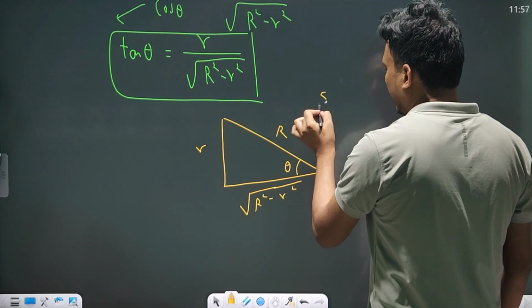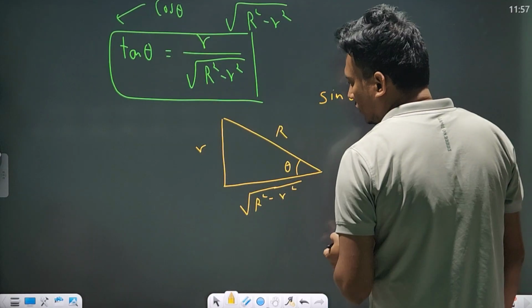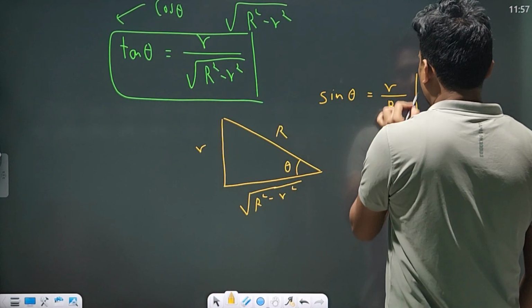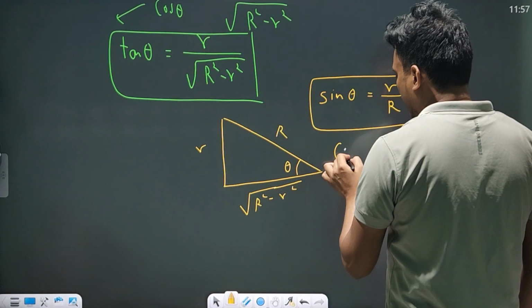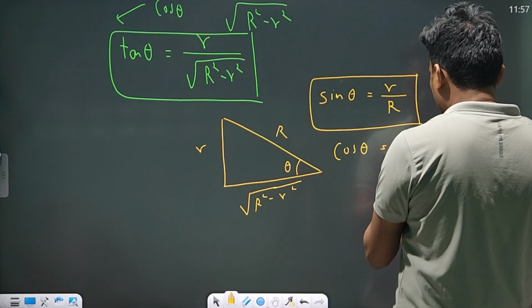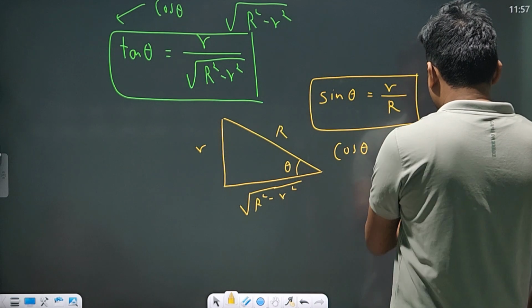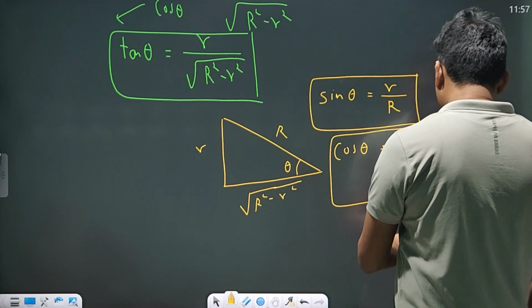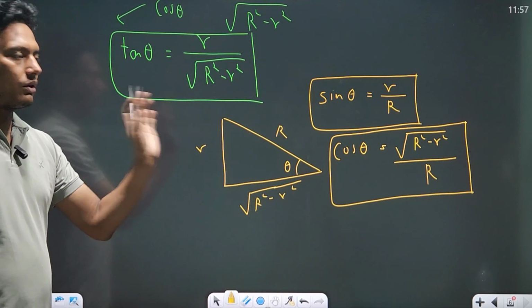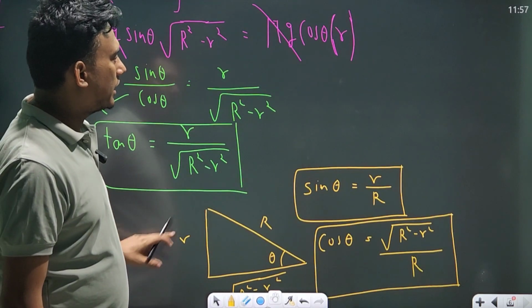Now sin theta will be perpendicular upon hypotenuse, which is small r by capital R. And cos theta is base upon hypotenuse: the square root of R squared minus small r squared divided by capital R. This will be cos theta. So basically I write three values, sin theta, cos theta and tan theta, from the torque zero about the contact point. Now we can see which option will be correct.